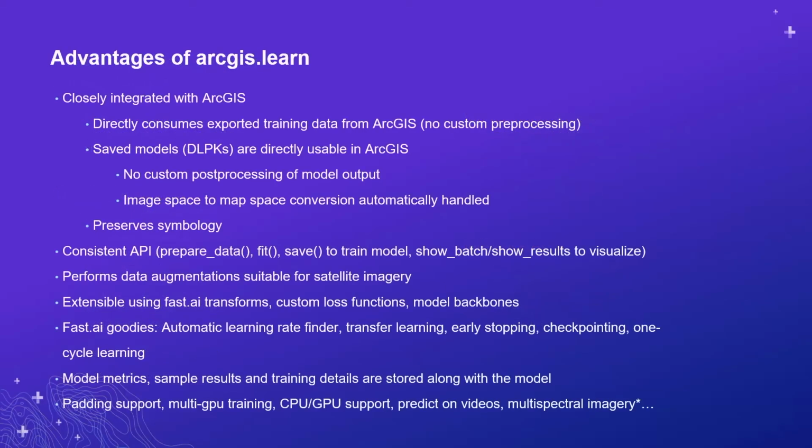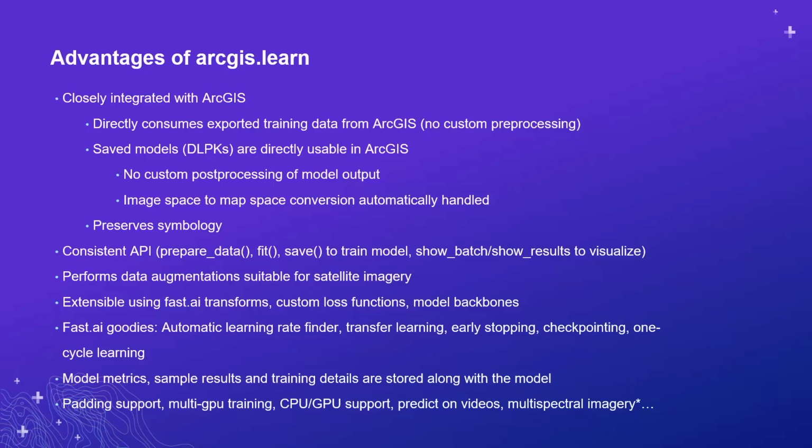ArcGIS Learn is closely integrated with ArcGIS. It's built for ArcGIS. It directly consumes the exported training data from Pro, and the models that it creates are directly usable in ArcGIS. It has a wide variety of models that can be trained using a consistent API. It uses intelligent defaults. So these are some things that we've figured out that makes it suitable to train models on satellite imagery, but it also gives you the flexibility to override those defaults when needed.